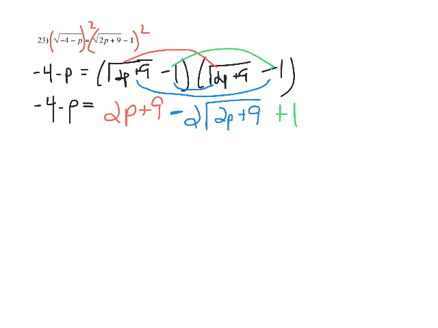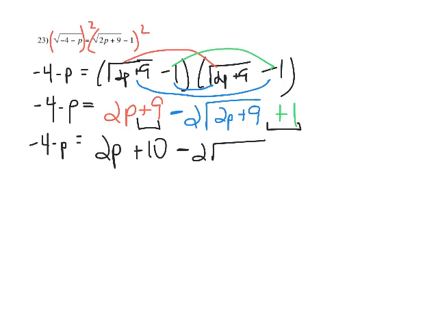And then all we do is we simplify a little bit on the right side, okay? So we just have the 2p, but we have plus 9 and plus 1, so that's going to give me a plus 10. And we just have negative 2 times the square root of all that stuff, right? So negative 2 radical stuff. All right, we can now subtract 2p and subtract 10 from both sides. So subtracting 2p and subtracting 10.